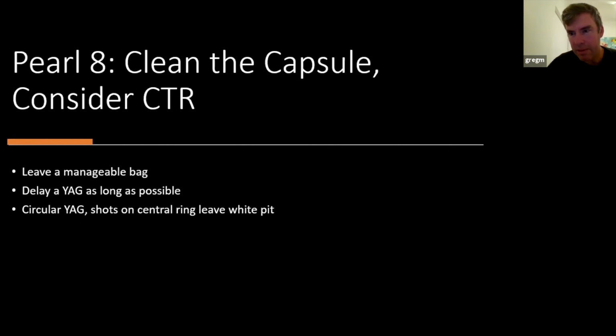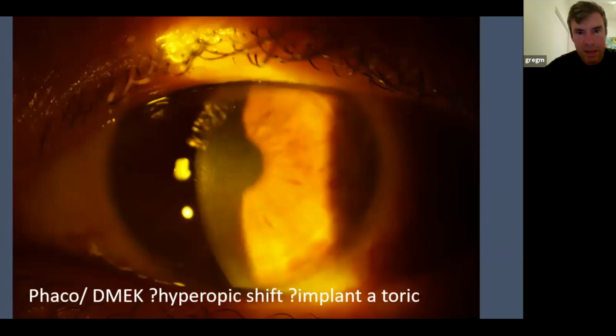If you take the YAG through the central ring, as soon as you hit it, it leaves a very white pit, and it doesn't look too great, and I'm sure the patient then can't see through that section. So you're looking at doing a circular ring and trying to delay or leave as clean a bag as possible so that you don't have to find yourself doing early YAGs.